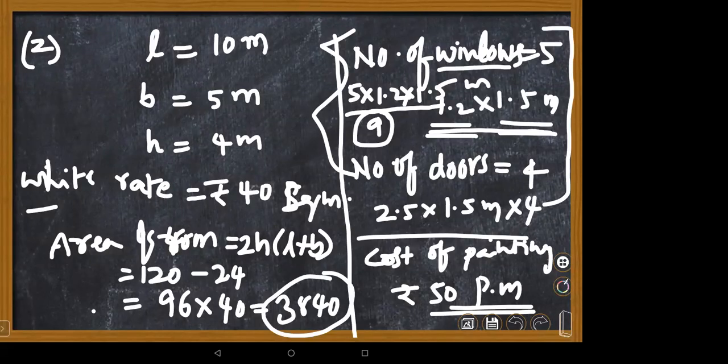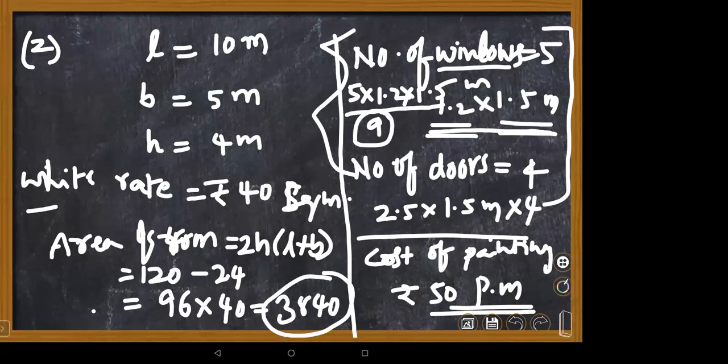Ma'am, the area of one window will be 18. No, ma'am, 1.8. We have 5 windows, so 1.8 into 5 is 9.0, only 9 we will write. Yes, ma'am. That's all correct. You are also correct.